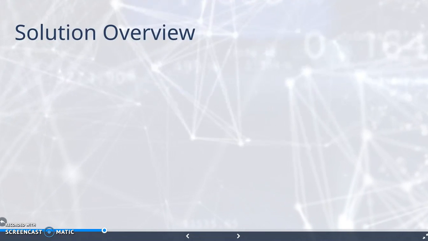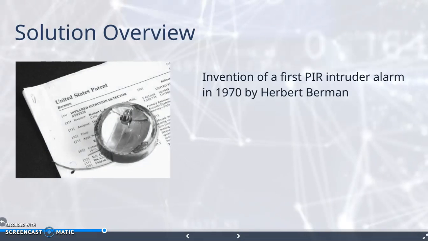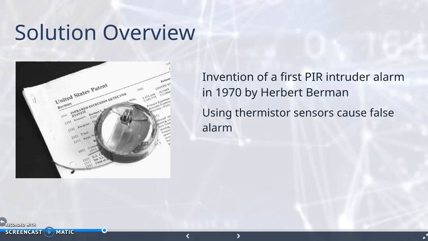In 1960, Herbert Berman first invented a PIR intruder alarm, shown in this picture here, as a substitute for the current detection system. It didn't sell very well at first, even though it was cheaper, because the earlier PIR sensor used a thermistor sensor to detect human temperature, which led to false alarms if temperature, humidity, or pressure waves changed. But then they started changing it into pyroelectric sensors.